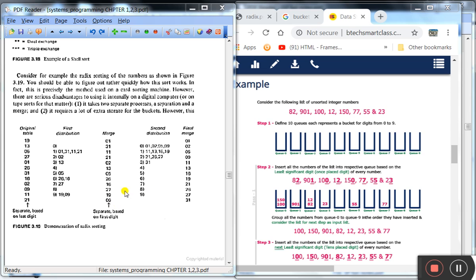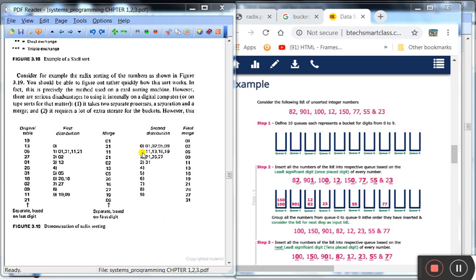Now after this, using these elements, we have to check the next least significant digit. This is the column we have to check. Again we take 10 buckets named from 0 to 9, and for the 0th bucket we look for 0 in this digit. Here 0 is there, 01 is inserted, and 0 is there, 02 is inserted, here 0 is there, 05 is inserted, and 0 is there, 09 is inserted.